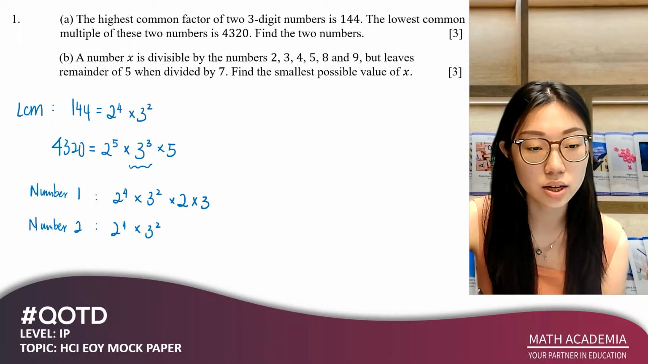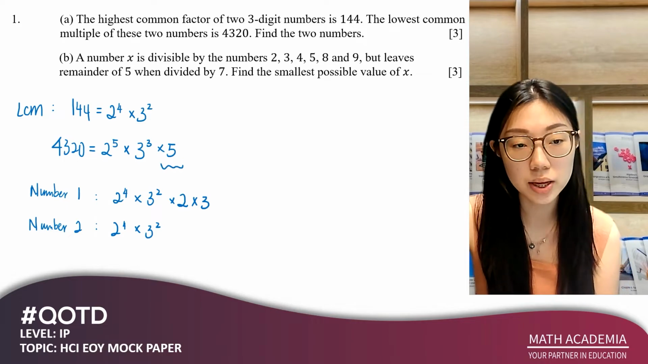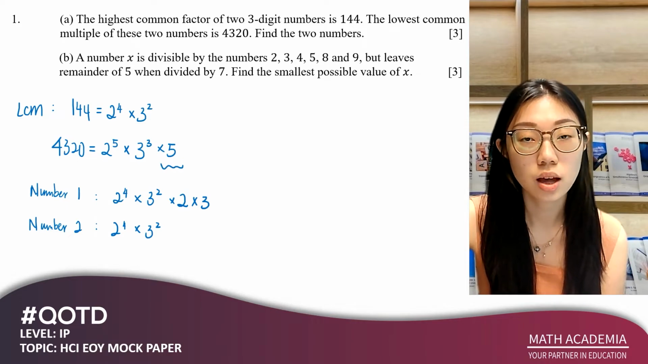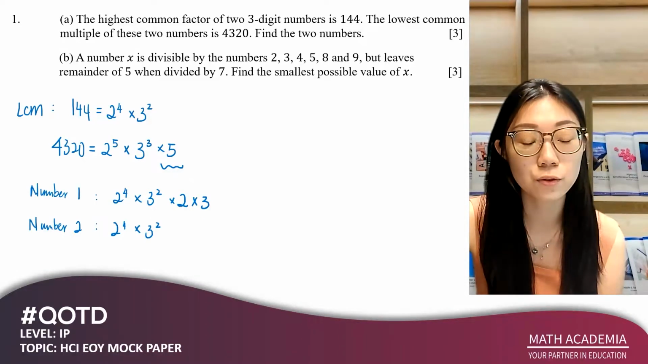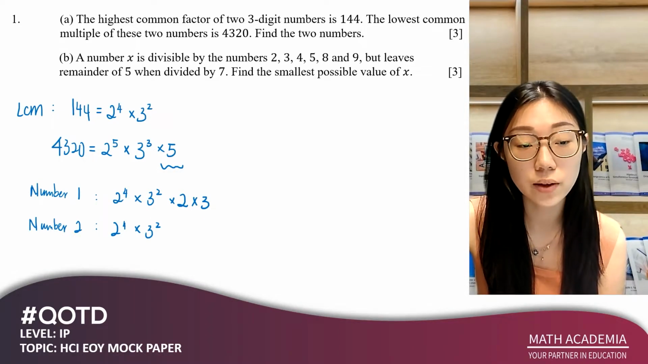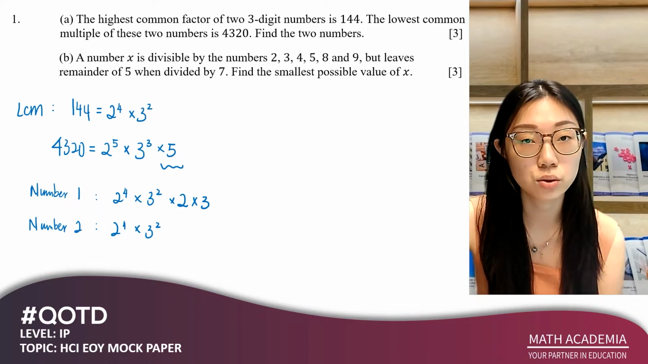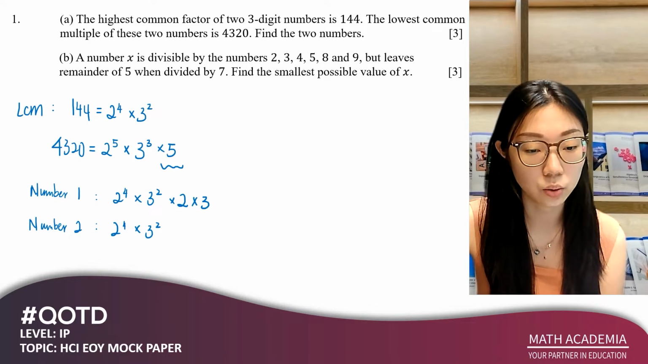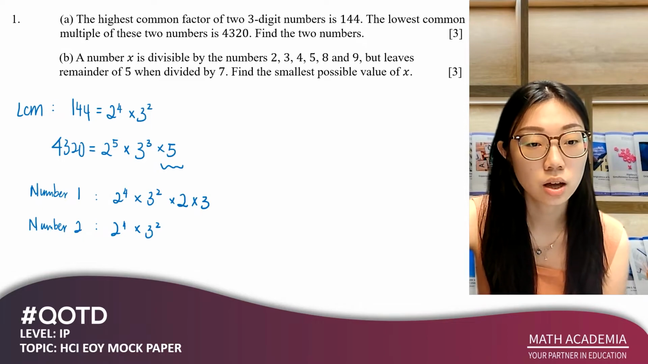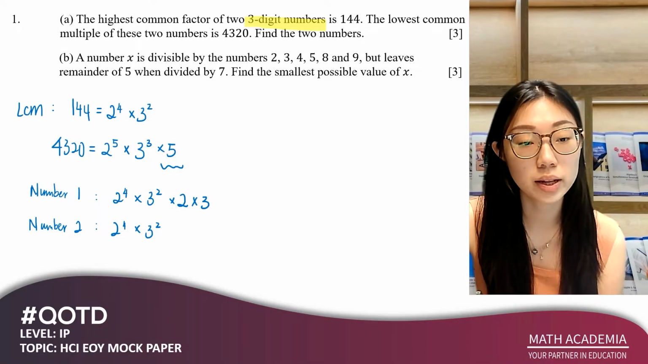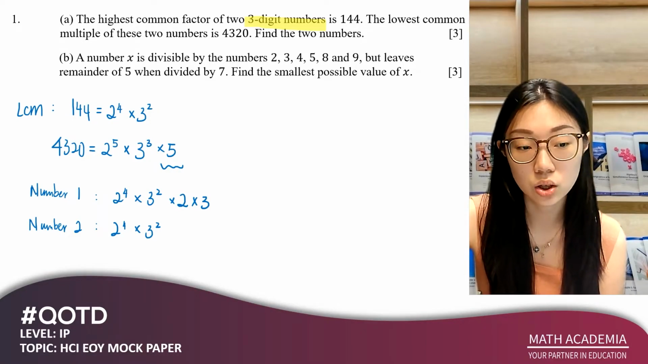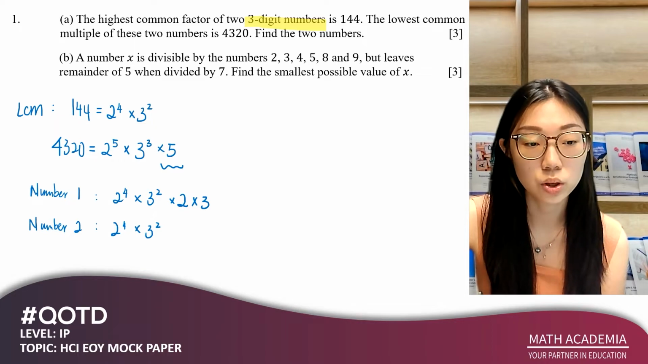Okay, then next let's look at the third term, 5. Okay, so this would mean that 5 needs to be a factor of at least one number. So I can choose to put 5 in as a factor of number 1 or number 2. But let's look back at the question. The question says 3-digit numbers, alright? So if I were to add my 5 to number 1, would both of my numbers be 3 digits? No, my first number would be much more than 3 digits.